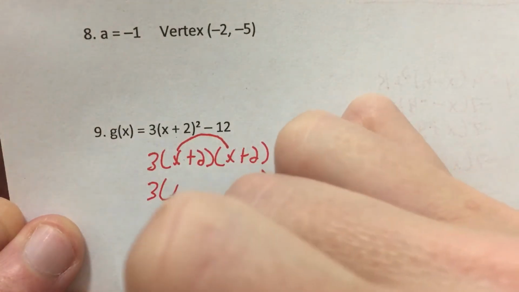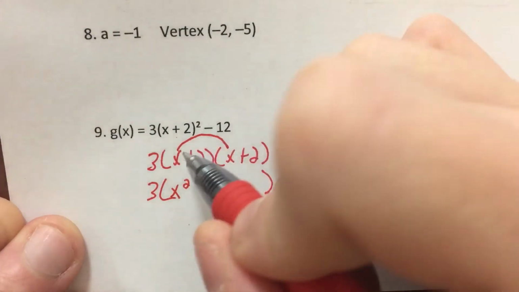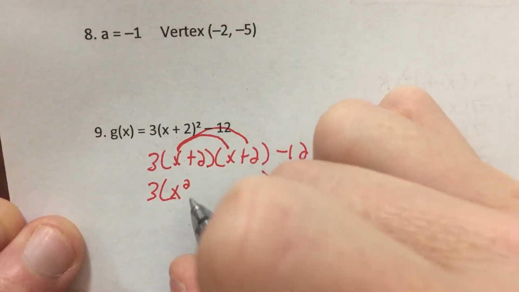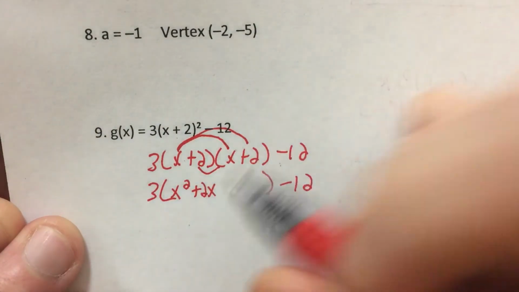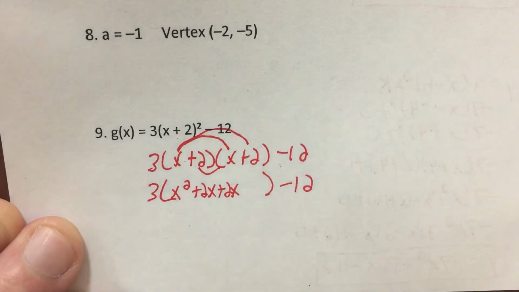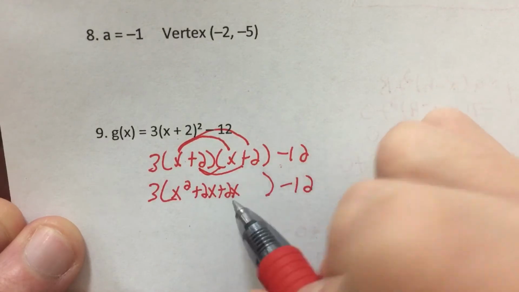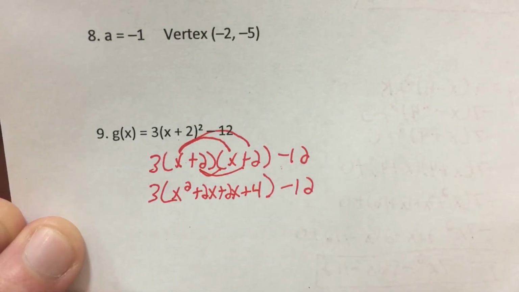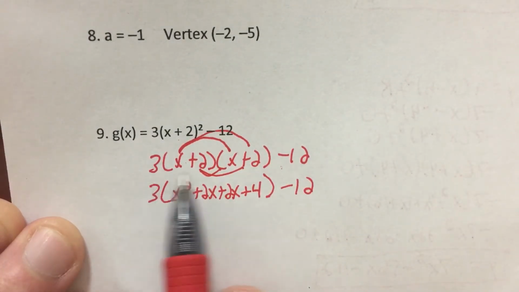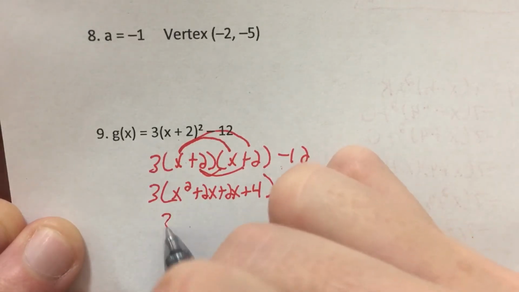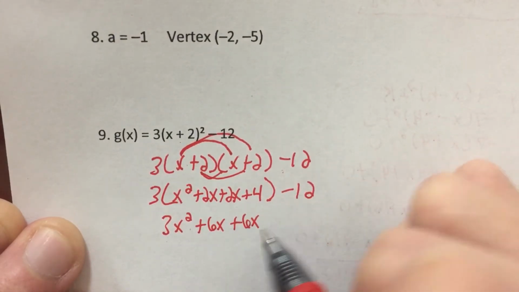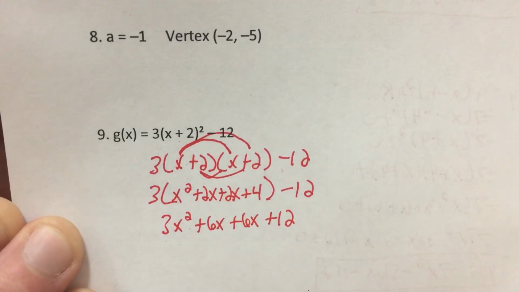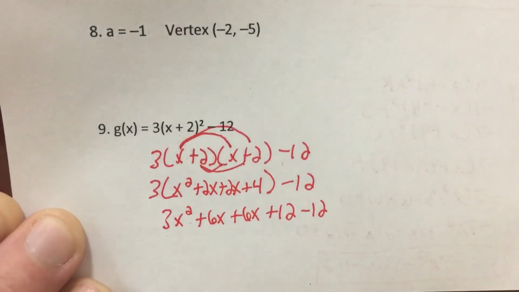X times x is x squared. X times a positive 2 is a positive 2x. 2 times x is 2x. And 2 times 2 is 4. Distribute the 3 into the parentheses, and we get 3x squared plus 6x plus 6x plus 12 minus 12.